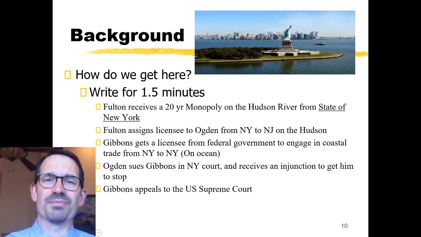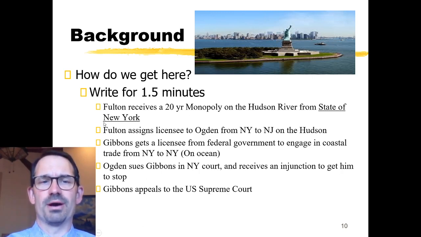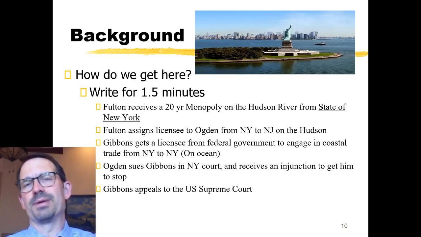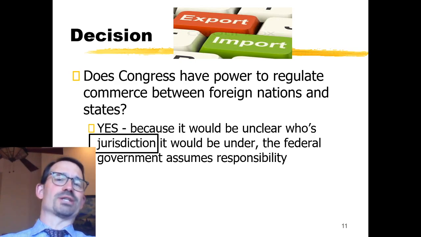Gibbons gets a license from the federal government to go from New York to New Jersey. This should say New York, New Jersey on the ocean. Gibbons sues Ogden. Ogden sues Gibbons. Gibbons appeals to the Supreme Court. They hear the case.